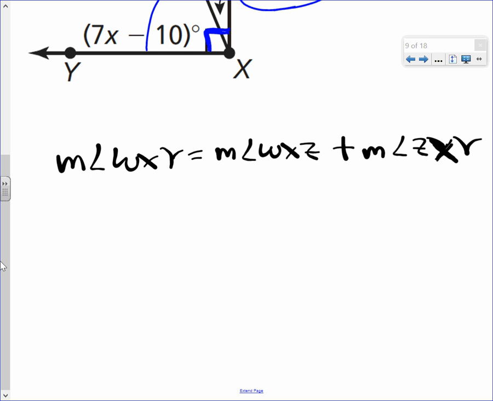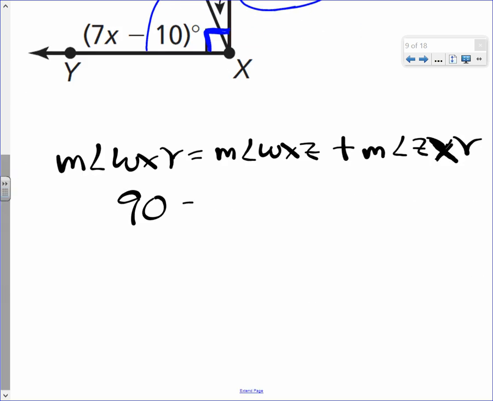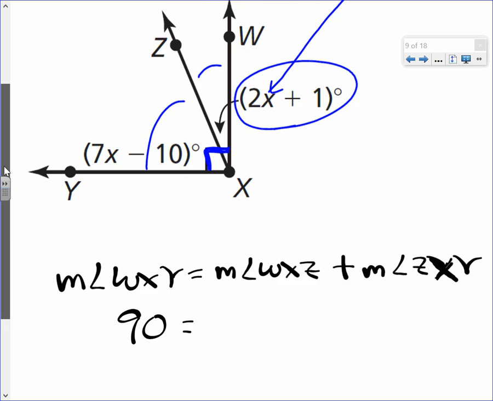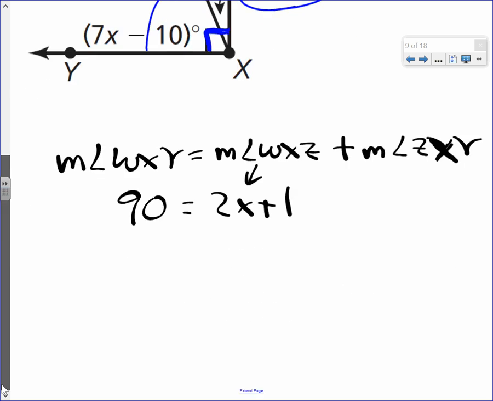All right, let's plug and chug. WXY is 90 degrees. WXZ is 2x plus 1, plus 7x minus 10. Nice. The rest is Math 1 stuff.